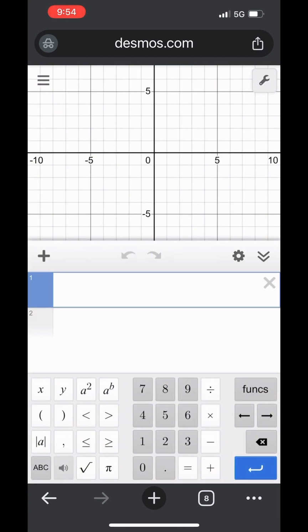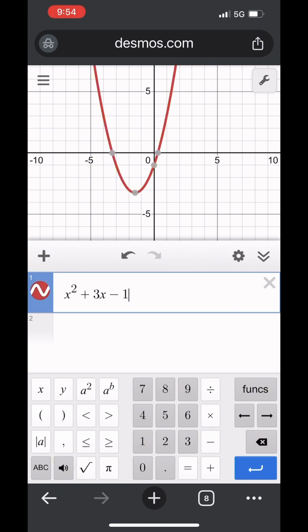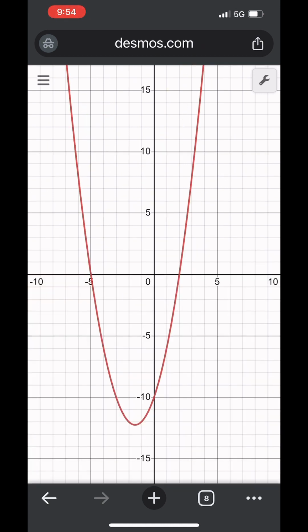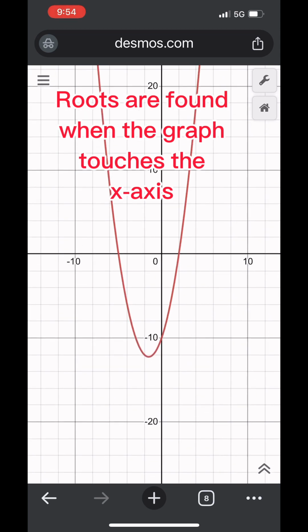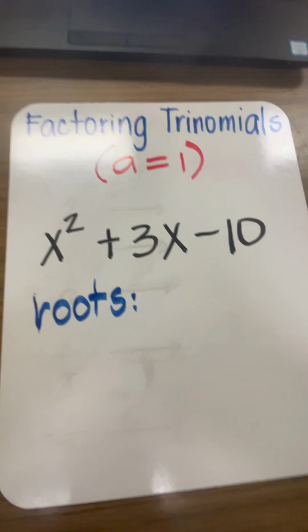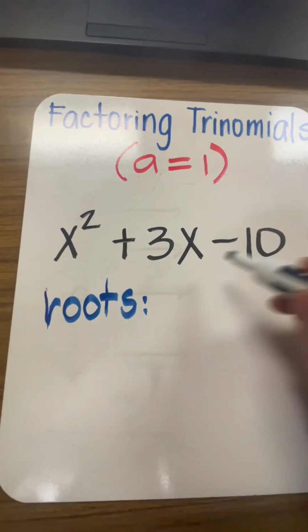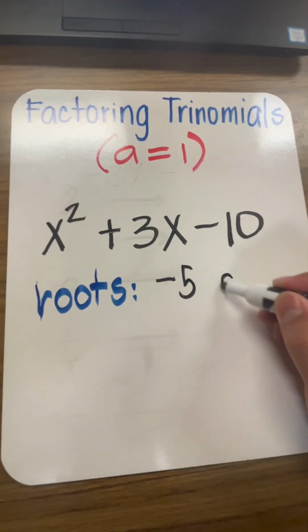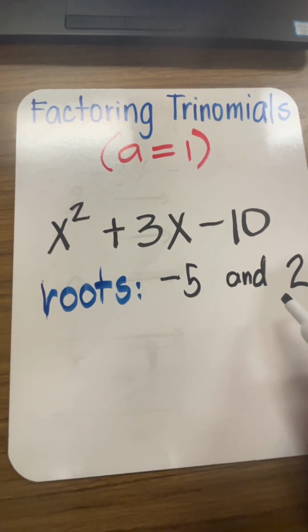Now all you have to do is enter the trinomial exactly how it is written on your paper into the Desmos graphing calculator, and the roots are found where the graph touches the x-axis. As you can see here, it's -5 and +2. So you've seen from the graphing calculator that the roots of this trinomial are -5 and +2.